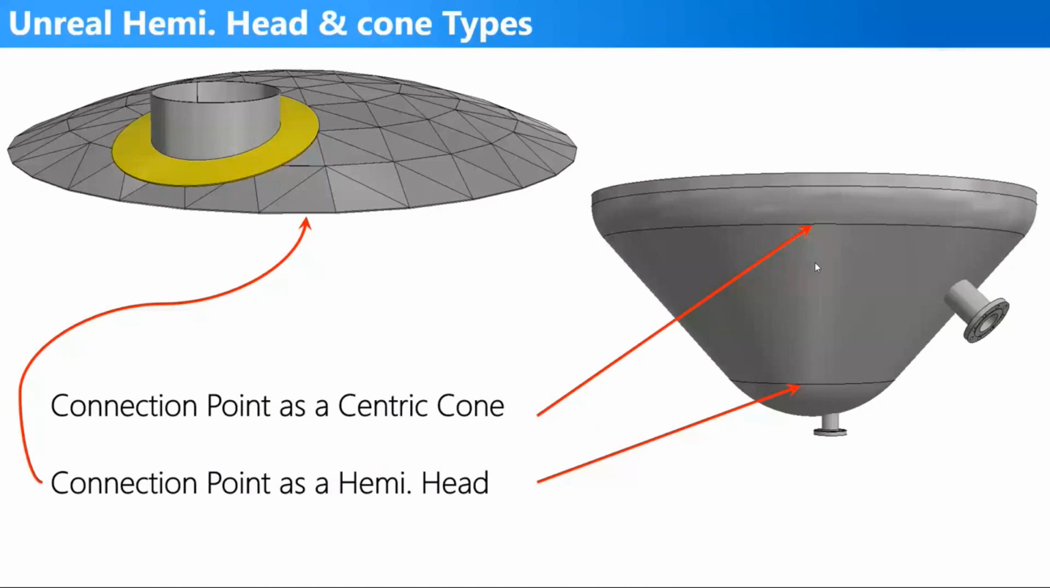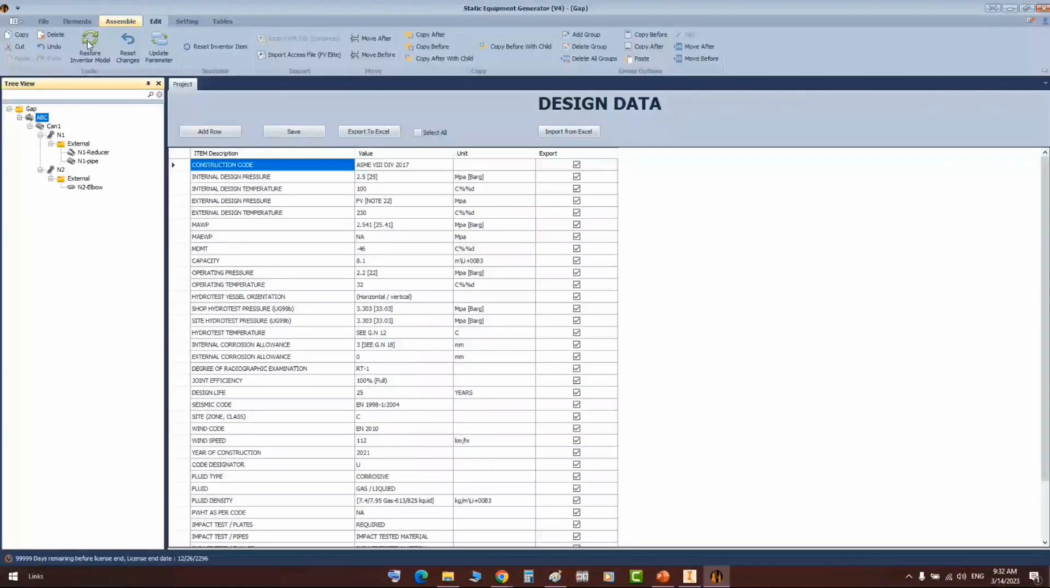Okay, now let's check the first part, which is the conical head with closed end. This type of head includes a part of a hemi head at the bottom here, and includes a part of a conical shape. And on both the conical and hemispherical head, you can add attachments. So let's create a new part. So from edit, let's reset inventor model and delete this can.